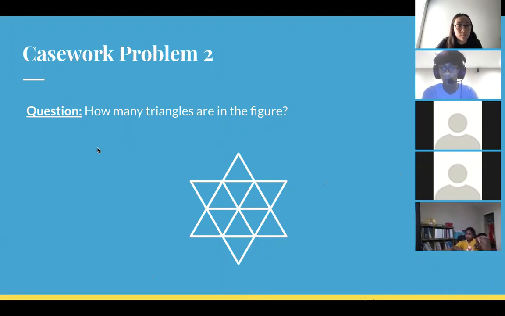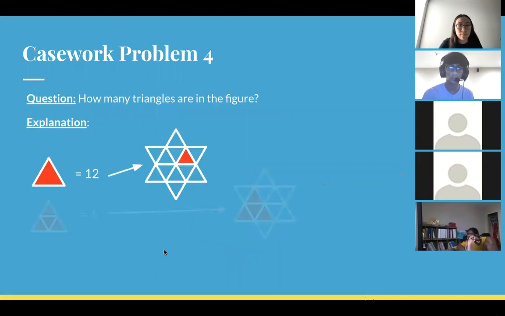Yeah, never mind. It is actually easier. So there's only 3 types of triangles, 3 different shapes. Okay, so the answer here is going to be 20. There are 20 triangles in this figure.